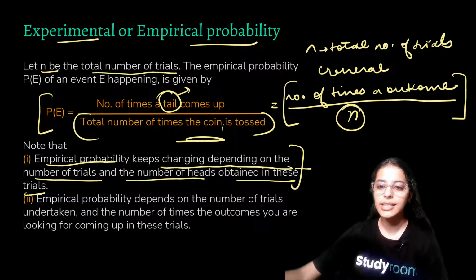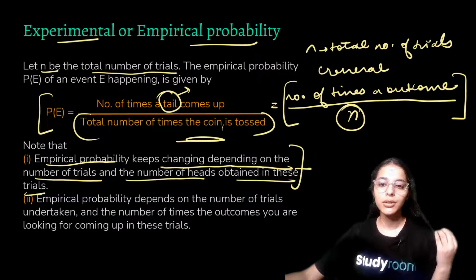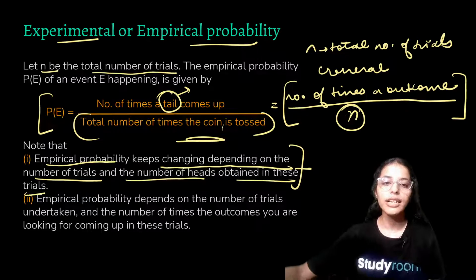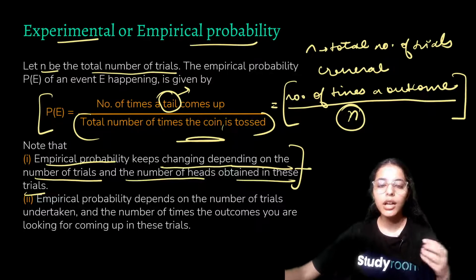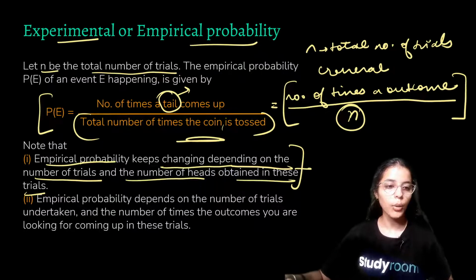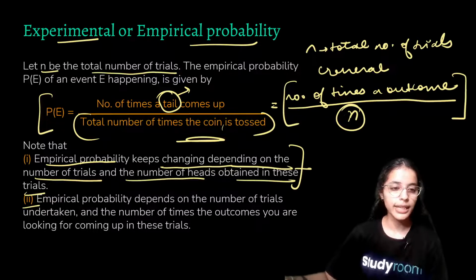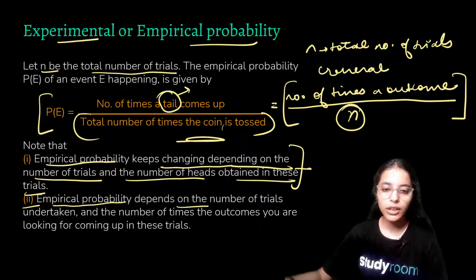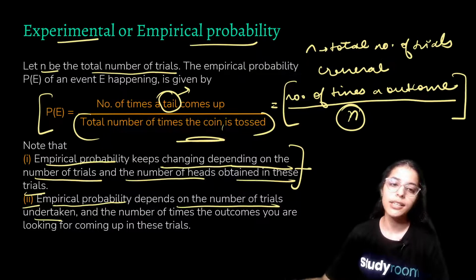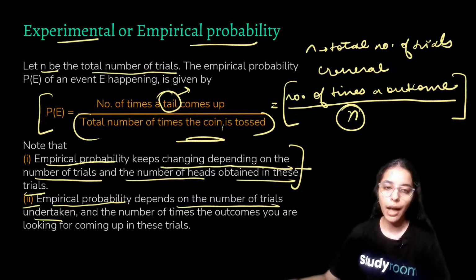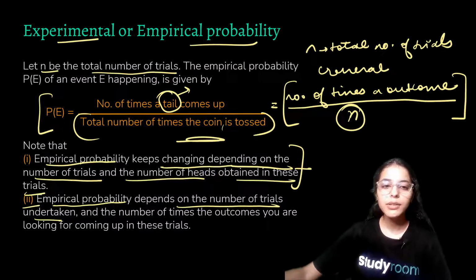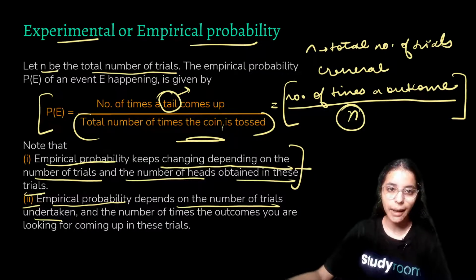So here also we can see that whenever we increase the number of trials, the probability will keep on changing, and it will also keep on changing based on the number of times some particular outcome has come. Now here also, the second point, we can see the empirical probability depends on the number of trials undertaken. That is the same as above, the number of times we have done the trial or performed the action, and the number of times the outcome you're looking for has come up. That is the number of times that a tail has come up in this example, right?